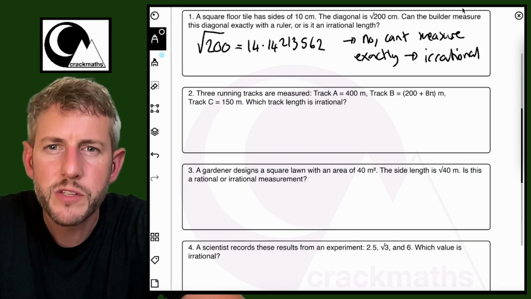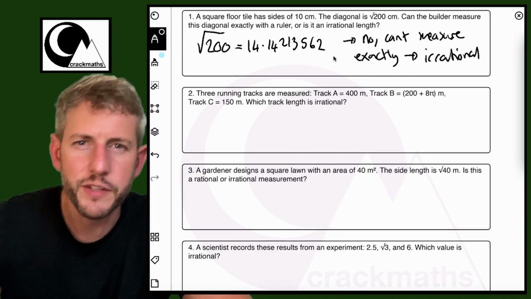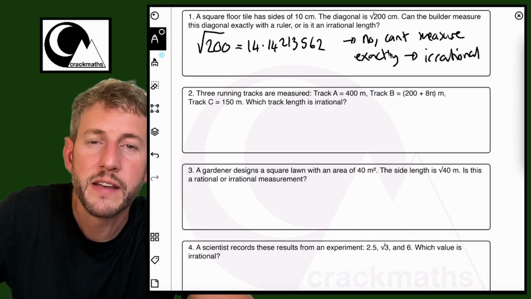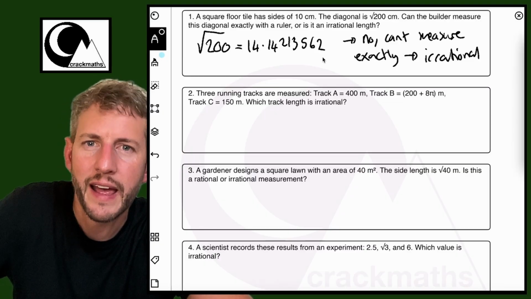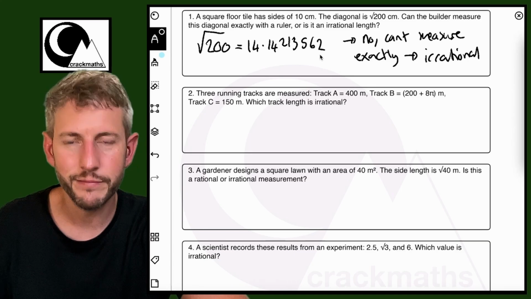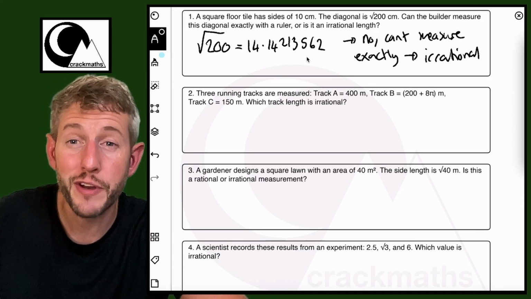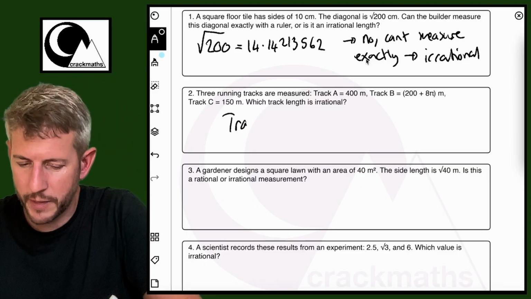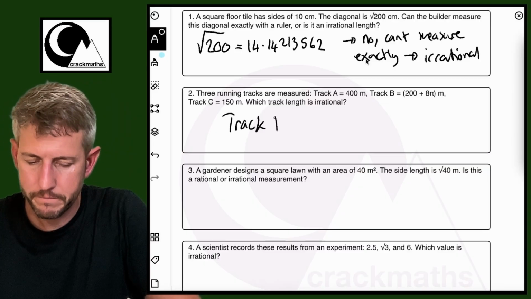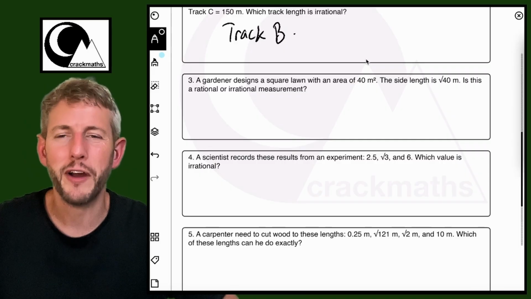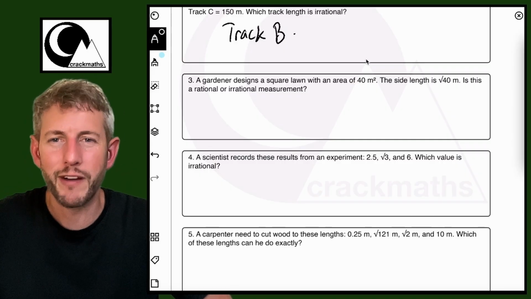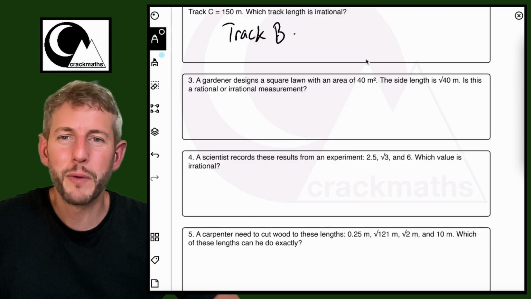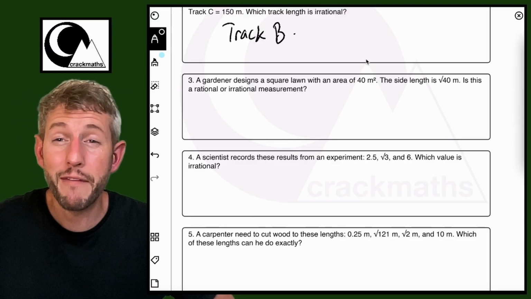Question 2 says 3 running tracks are measured. Track A is 400 metres. Track B is 200 plus 8 pi metres. And track C is 150 metres. Which track length is irrational? Well, the answer to that is track B, because it's got pi in it. This must mean that we're never really finding circles with rational areas, because all circles always have pi in them somewhere, don't they? So therefore, whenever we find the area of a circle, it's probably never going to be rational.